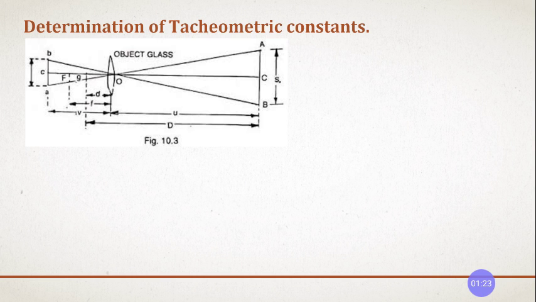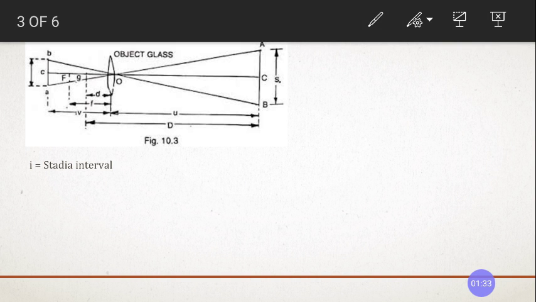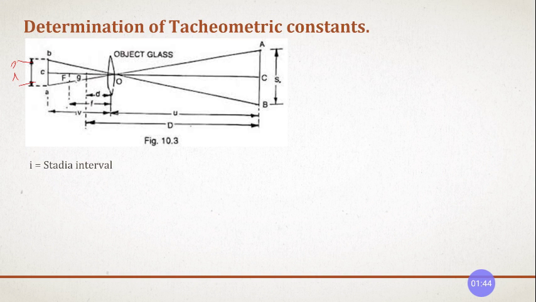So the distance between the eye is this, and that is eye. It is called the stadia interval. The object is a glass. F is the focal length, right? U is the distance between the lens and the object, and V is the distance between the eye and the object, right?